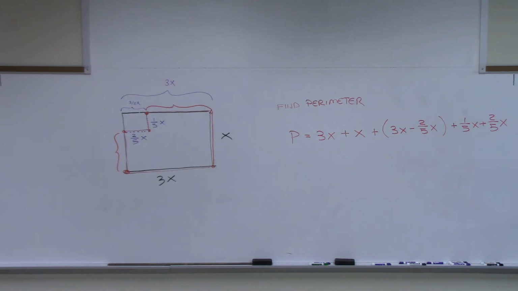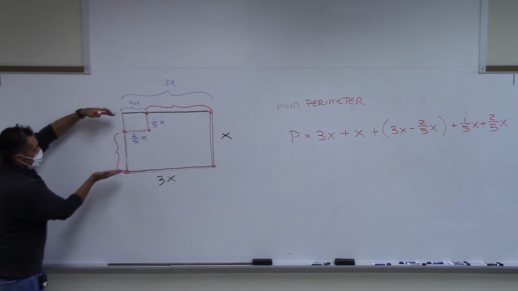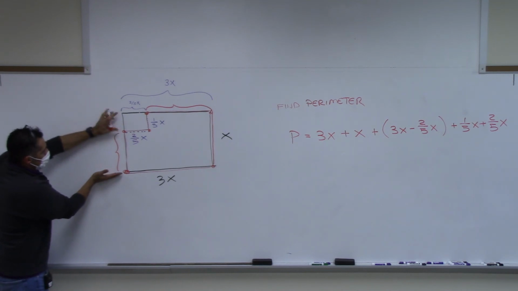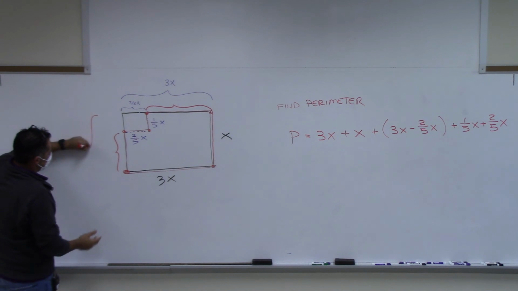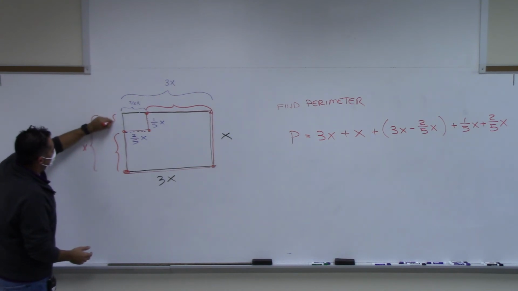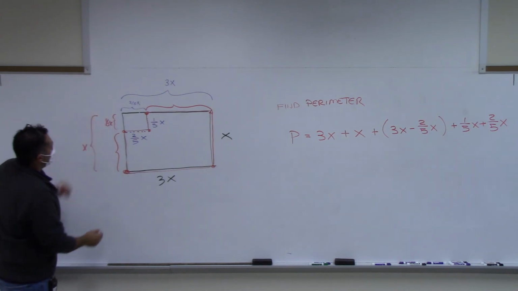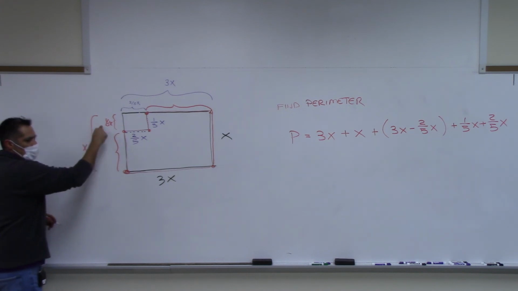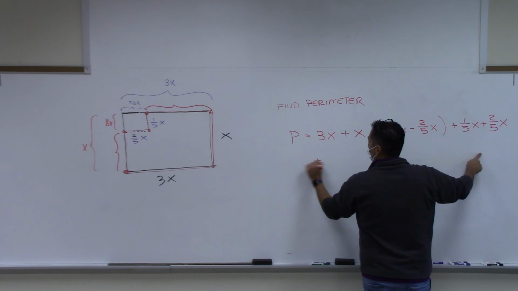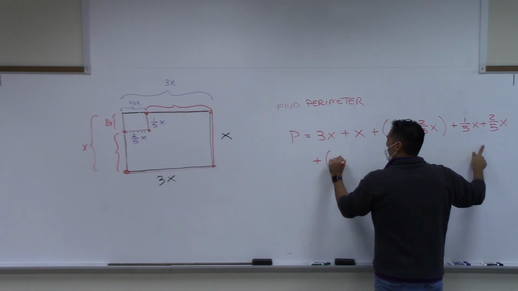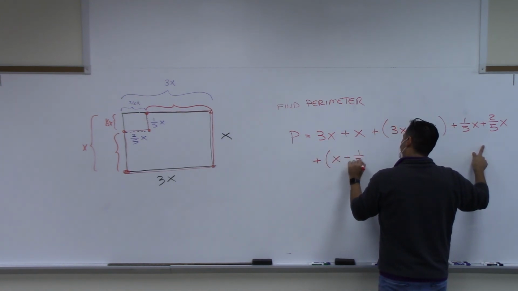X minus 2/5 x. Close. X is this, right? And you want to take this much away. And that's 1/5, right? So this should be the whole thing x, and then this piece is 1/5 x. So you do the x, take away that much. I'm going to have to continue that on the next line. Plus x, take away 1/5 x.